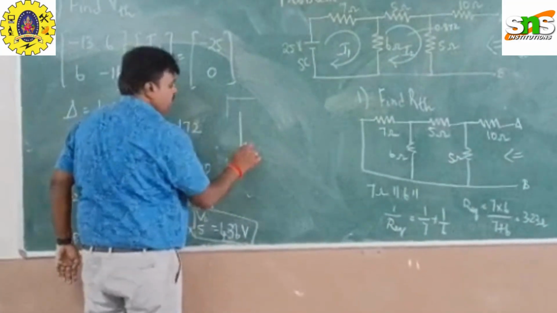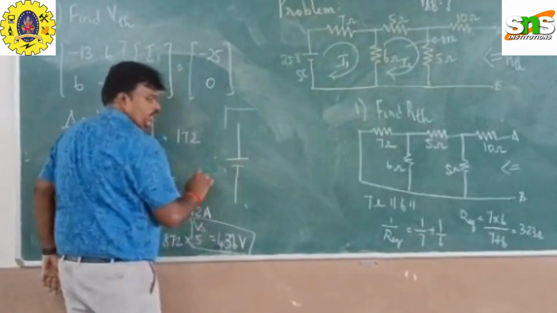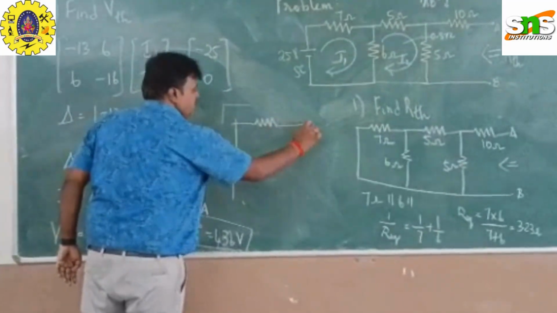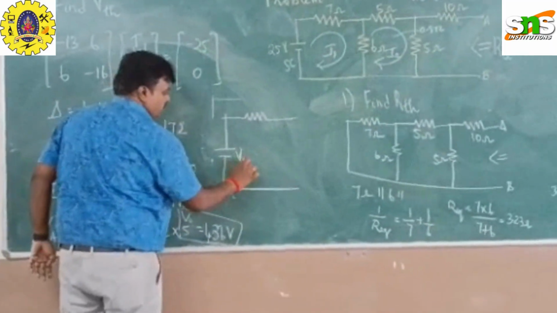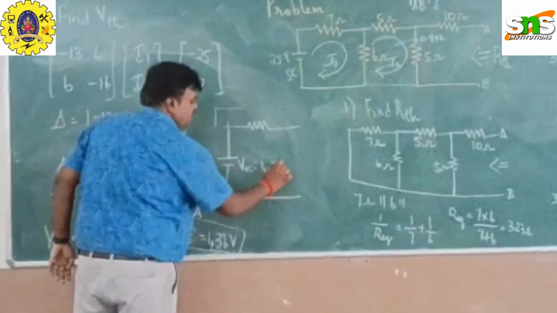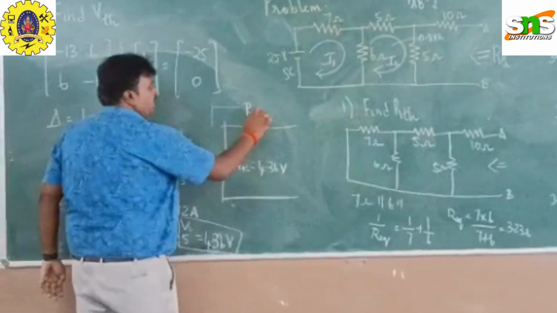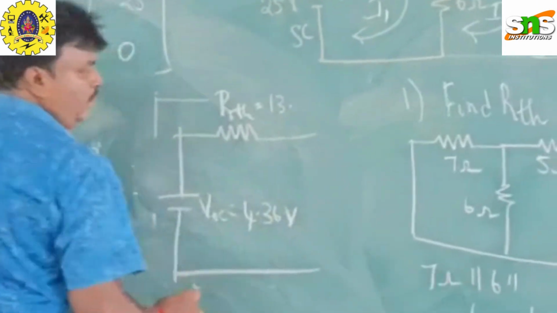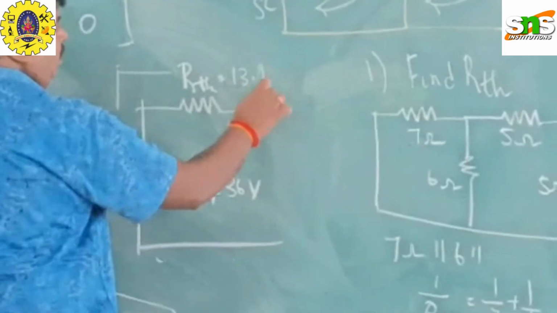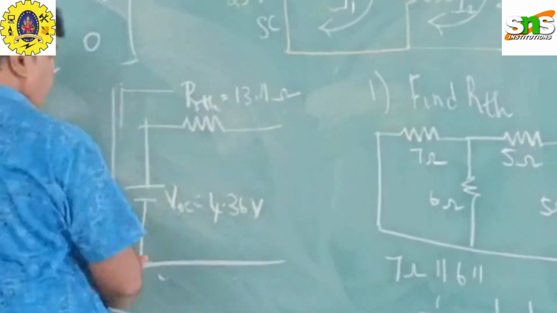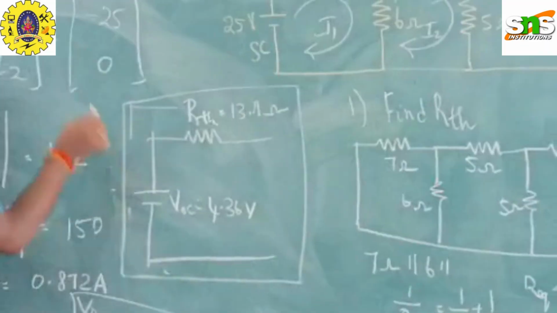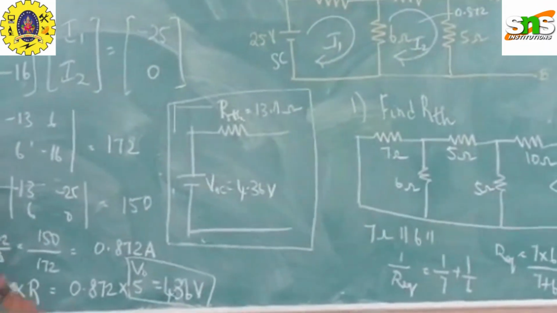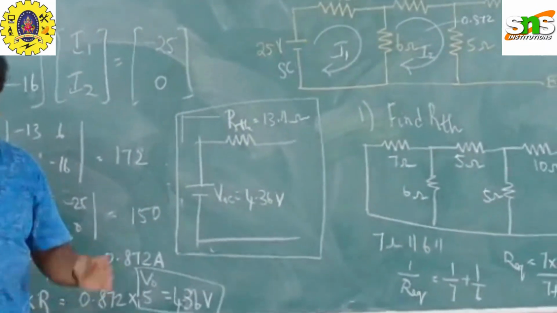Now my Thevenin equivalent circuit becomes a single voltage source in series with a single resistance. So this VOC is equal to 4.36 volt and RTH is equal to 13.11 ohms. So this is our final Thevenin equivalent circuit. Hope you understand?